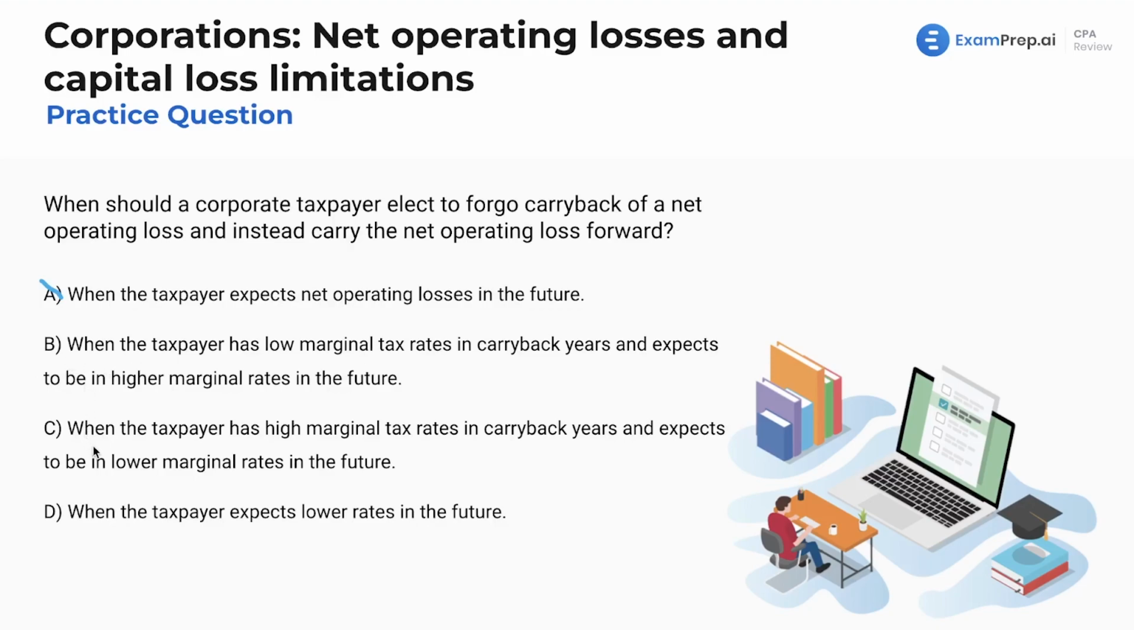It sounds pretty solid, and it looks like this next one is the opposite. The only difference is here: high rates in the past, low in the future. So I would cross this one off because again, we are not going to want to carry forward this net operating loss. If we're going to have less taxes in the future, we're going to want to carry it back. And last possible choice here, when the taxpayer expects lower rates in the future. Again, this is just saying the same thing. We have less taxes in the future, so we wouldn't want to use our net operating loss in the future. Final answer here is going to be letter B.